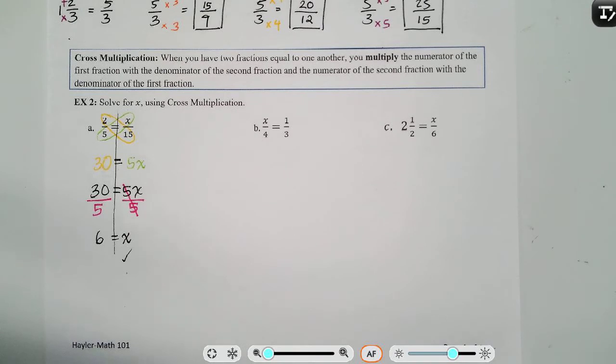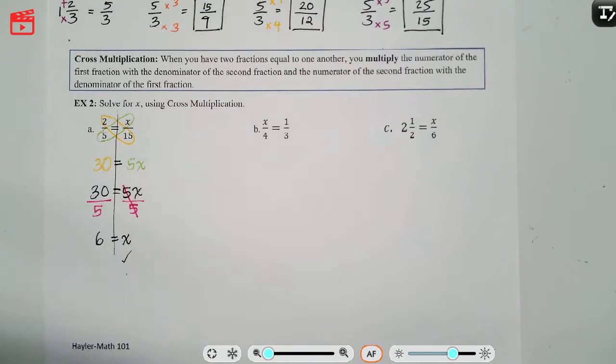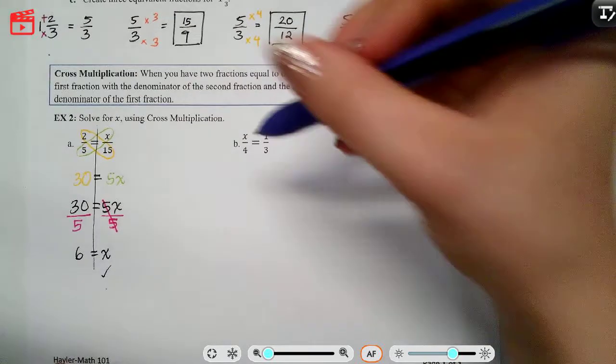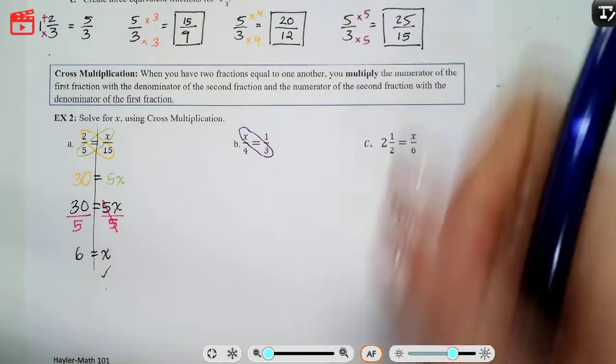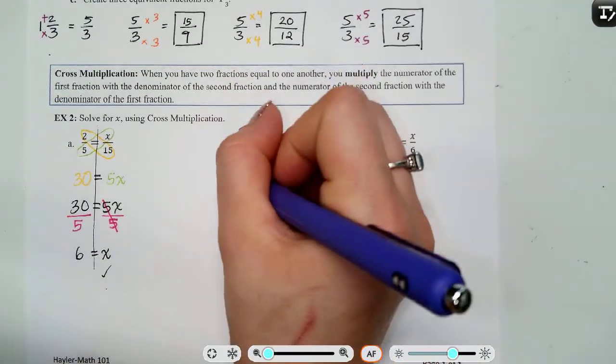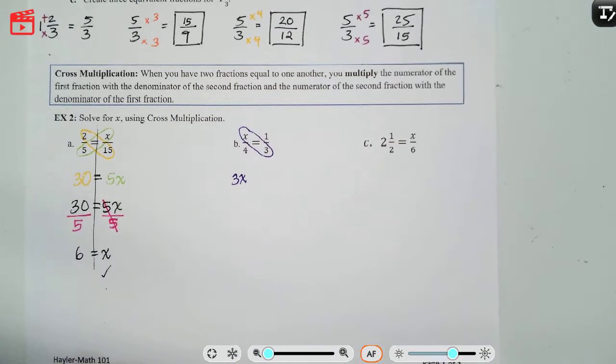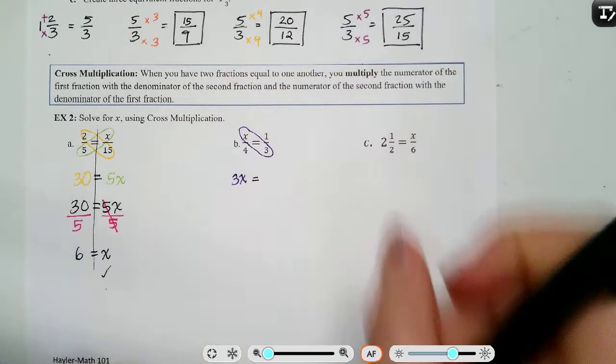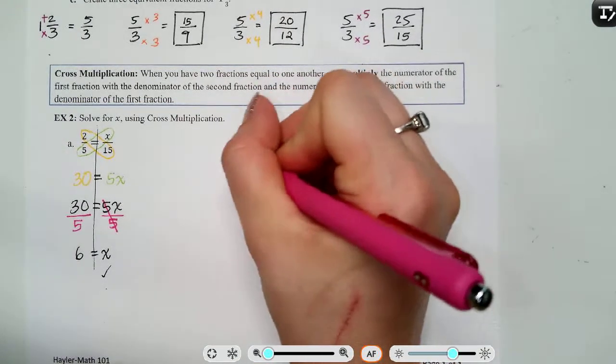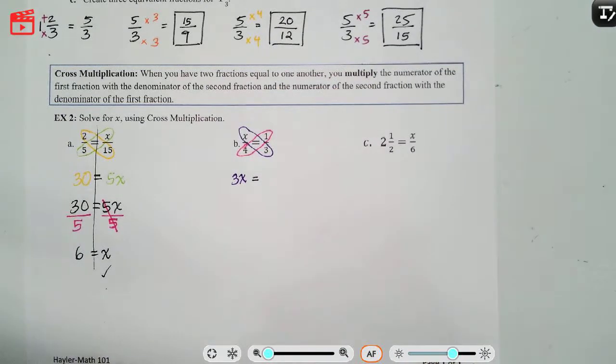All right. So go ahead and try cross multiplication for B. Pause at C because I'm going to help you out with C before you start that. All right, so cross, that's going to be x times 3 or 3x equal to 4 times 1, which is going to be 4.